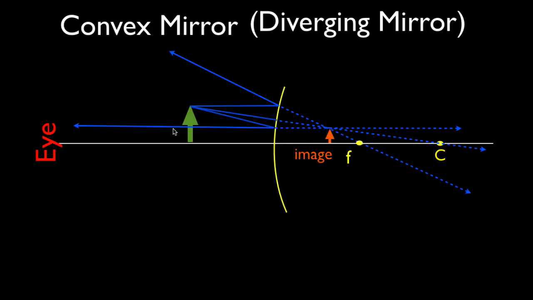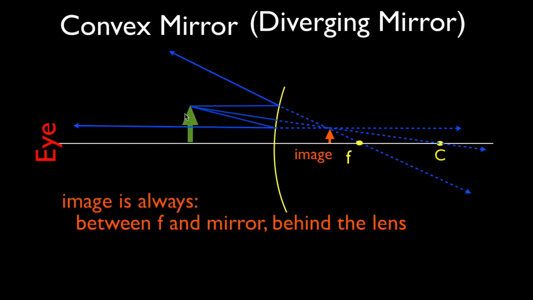Okay? Now, once again, just like we did in the previous one for the concave lens, for the concave mirror, there's only one case we have to draw, really, because regardless of where we put the object, the image is always going to be between F and the mirror. You remember the previous one? It was between F and the lens. This is between F and the mirror, and it's behind the mirror. Excuse me, this should actually say behind the mirror. This is your eye. This is the other side. I call this behind. Okay, it's between F and the mirror, behind the mirror.